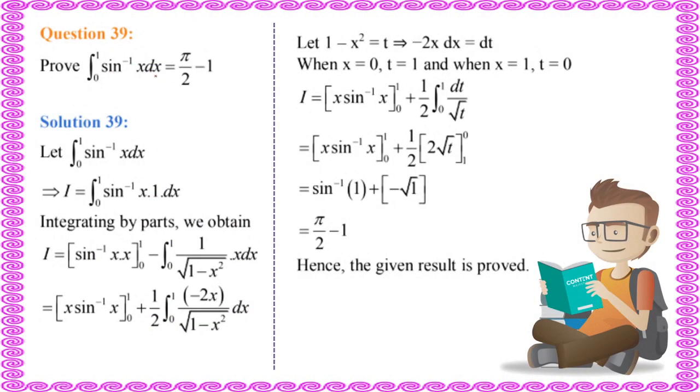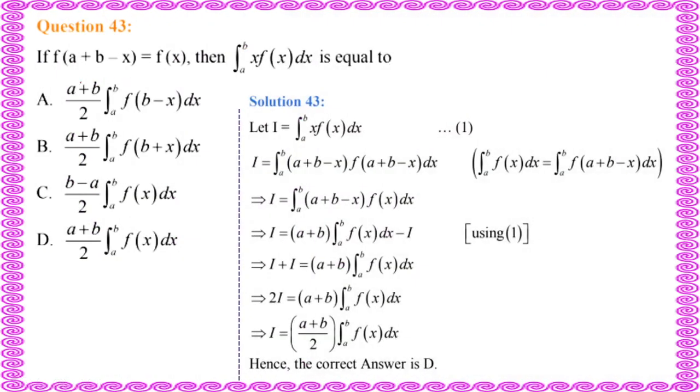Question 39: integral of sin inverse x dx is equal to pi by 2 minus 1. So here we can take 1 into 1 and we can apply by parts. First function by ILATE, so inverse trigonometric functions. So first as it is, integral of second will be x, minus integral of derivative of first into integral of second. Now solve it, apply the substitution method, change the limits, take the integral, apply the limits, and we are able to prove pi by 2 minus 1.